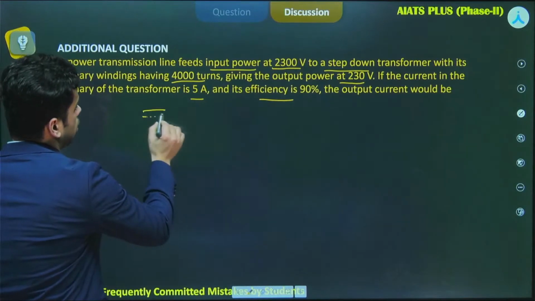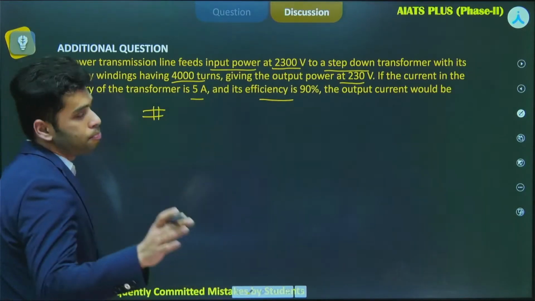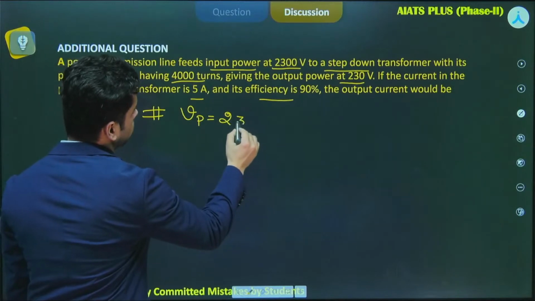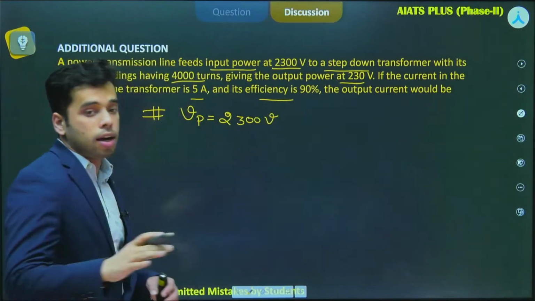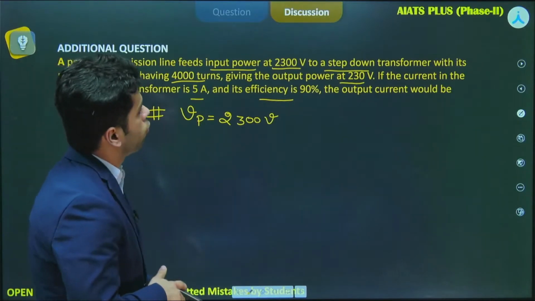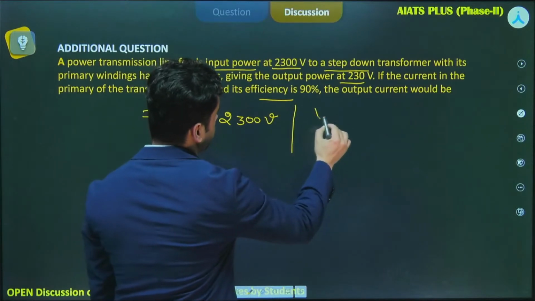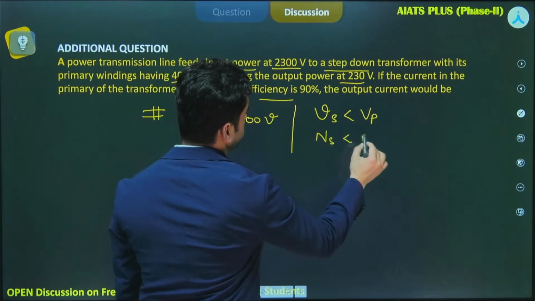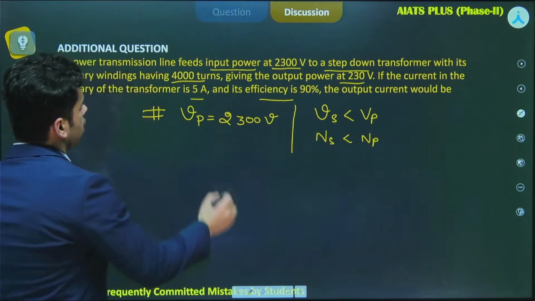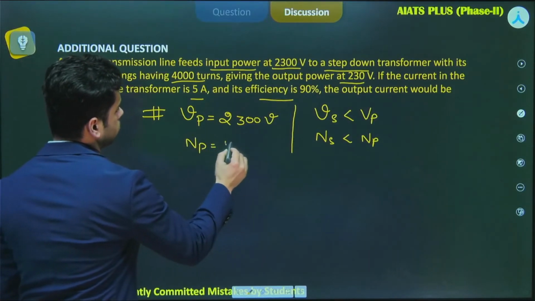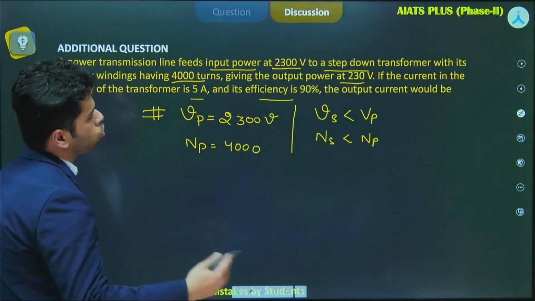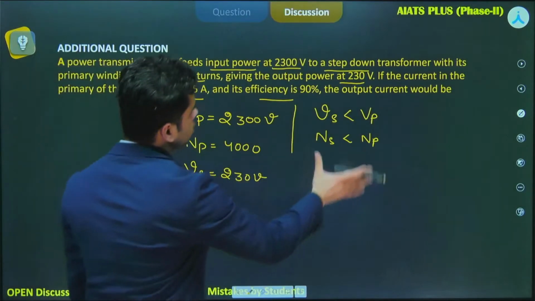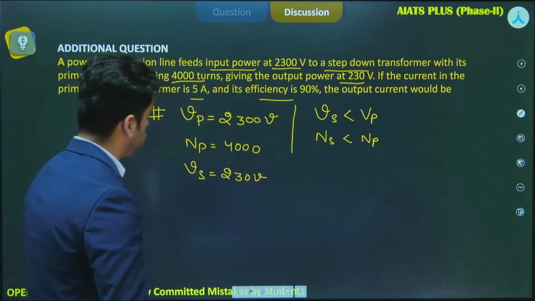So let me put the data in the problem. It says that it feeds input power at 2300 volt. So I'll write Vp equal to 2300 volt, right? If someone has got the answer, put your answer in the comment box. It is a step down transformer. Since it is a step down transformer, I can conclude that Vs should be less than Vp, or Ns should be less than Np. With its primary winding having 4000 turns, Np is 4000. Output power at 230 volts, so Vs is 230. And it was very evident also that since it is a step down transformer, Vs will be less than Vp.